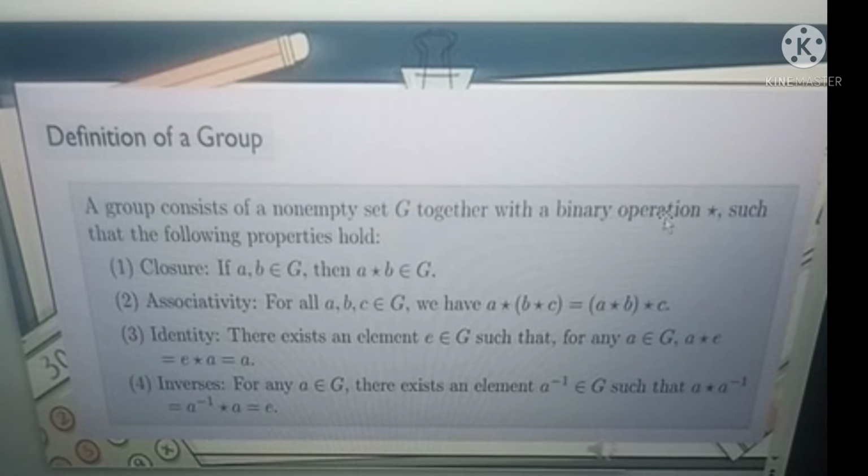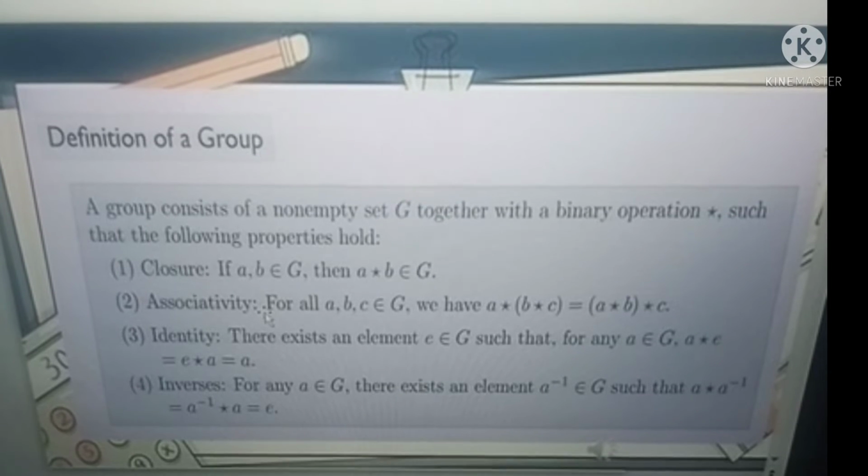The binary operation star here could be multiplication or addition, such that the following properties hold. In determining whether a certain group is really a group, we have four properties or characteristics to consider. If these four properties are satisfied in a certain group, then we can conclude that it is really a group. So here we have the properties.